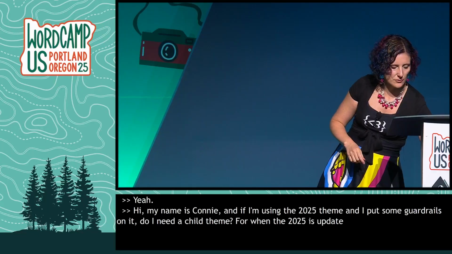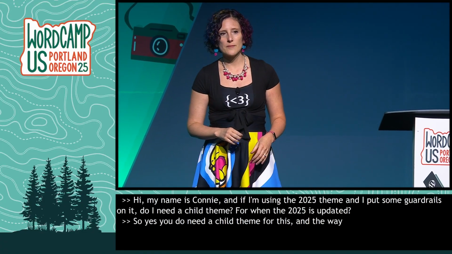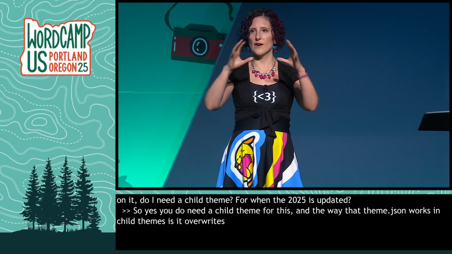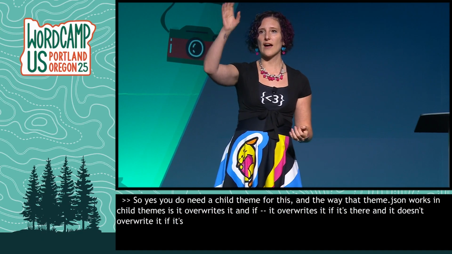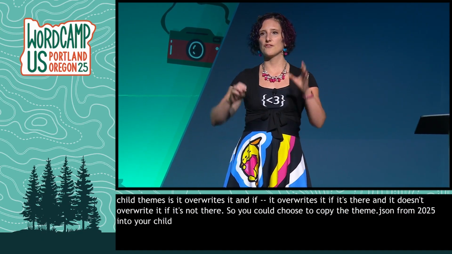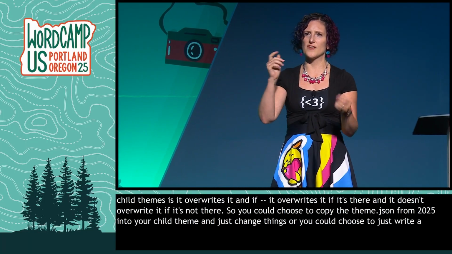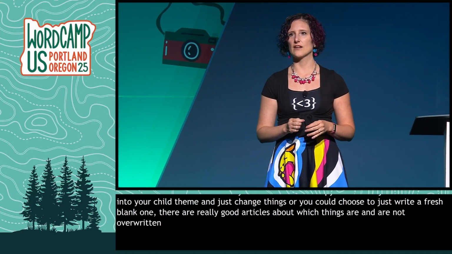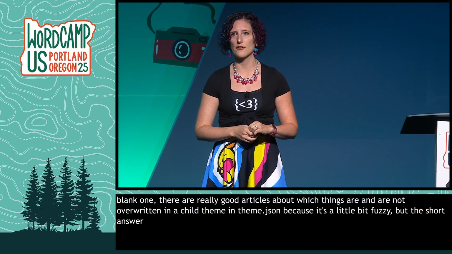So yes, you do need a child theme for this, and the way that theme JSON works in child themes is it overwrites it if it's there, and it doesn't overwrite it if it's not there. So you could choose to copy this theme JSON from 2025 into your child theme and just change things, or you could choose to just write a fresh blank one. There are really good articles about which things are and are not overwritten in a child theme in theme JSON because it's a little bit fuzzy, but the short answer is yes, you do need a child theme, and just throw the theme JSON in there and start doing it. That's what I wanted.